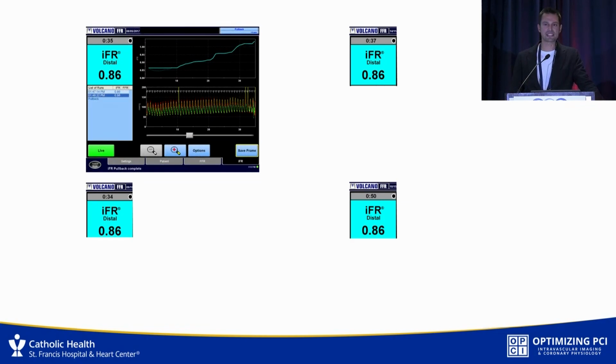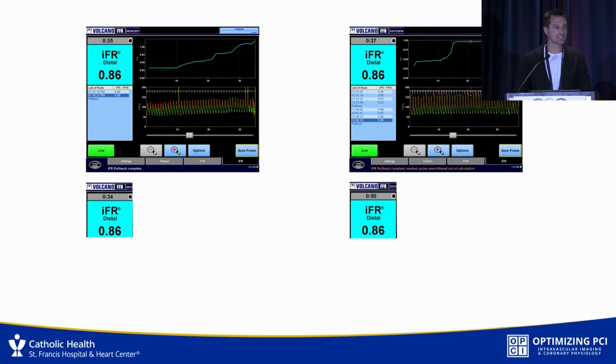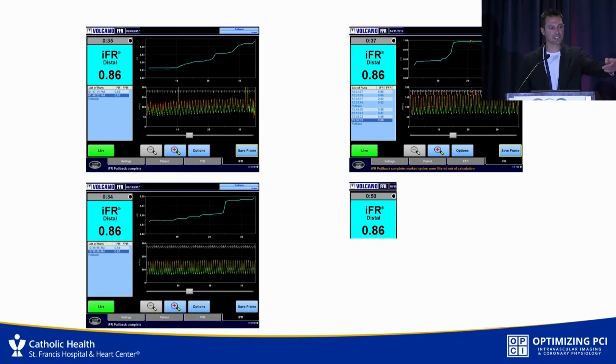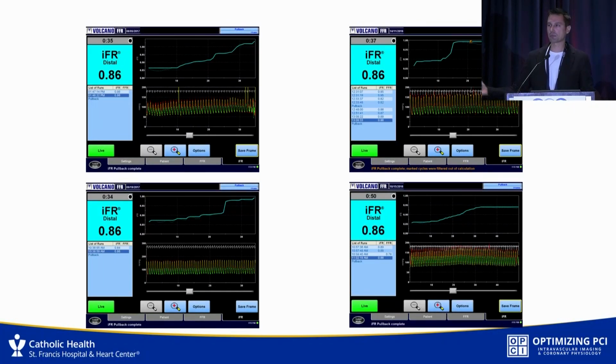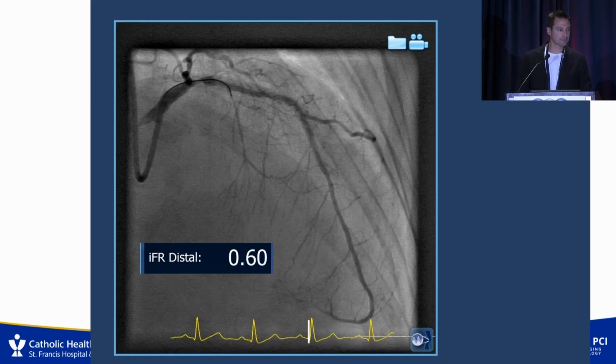And this is just an example. Four iFRs, exactly the same, all 0.86, but you'll see here the patterns of disease are completely different. On the left is diffuse, on the right is focal. On the bottom left, you see a focal proximal lesion. On the bottom right, you see a diffuse pattern. So completely different patterns of disease. We would treat these all in very different ways with PCI, but the exact same iFR.